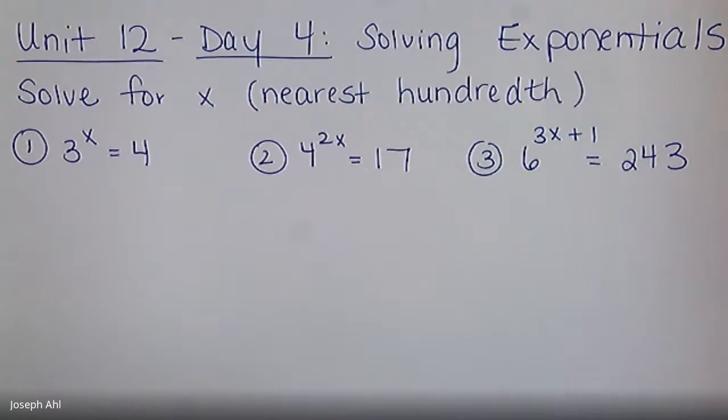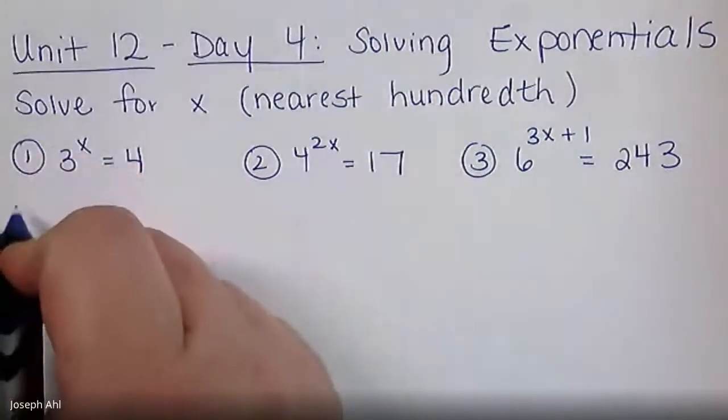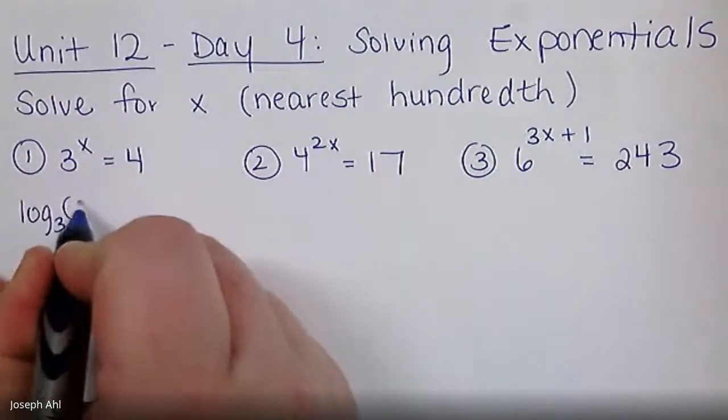So if you are getting yourself set up here, we are going to be solving for x, and we're going to round our answers to the nearest hundredth. So the very first example here says 3 to the x equals 4. So in order to solve, if we take the log of both sides, I think the best case scenario for us is to take the log base 3 of both sides.